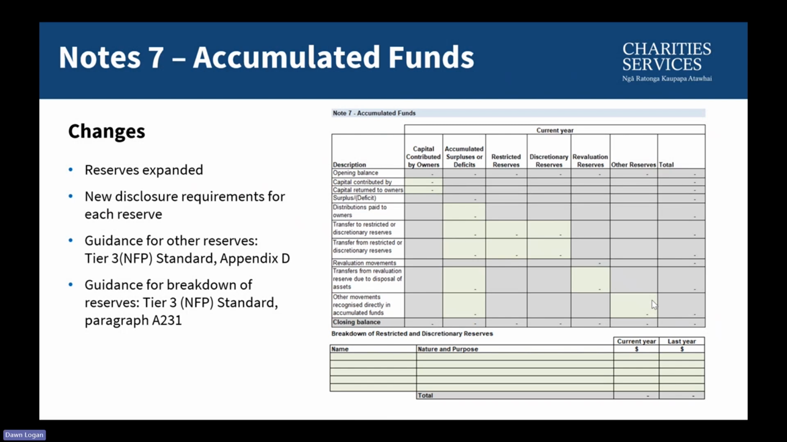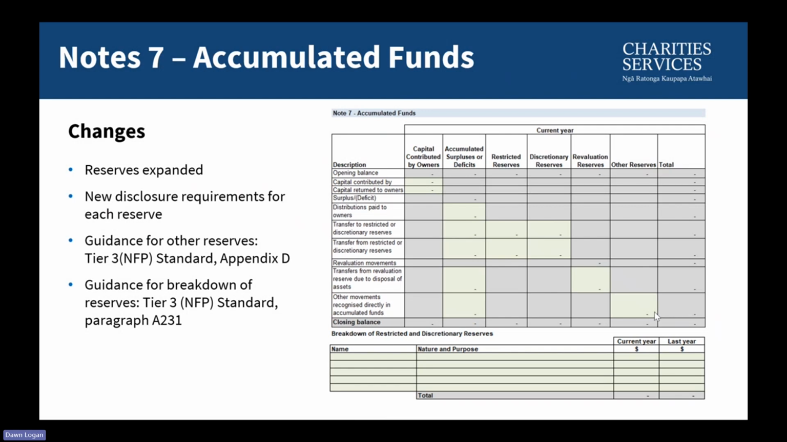Finally, the template includes a column for Other Reserves. This column is available for charities to use if they have elected to apply the requirements of a Tier 2 standard and the effect of the transactions is recognized directly in accumulated funds. Refer to Appendix D of the standard for more information. Like the rest of the template, the updated accumulated funds table also provides clarity on which cells auto-calculate or auto-populate, they are colored gray, and which ones are available for data entry, colored green.